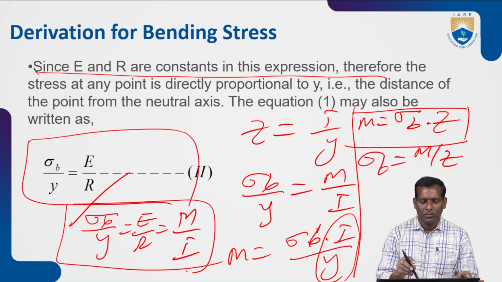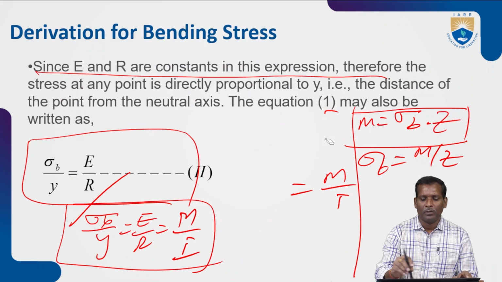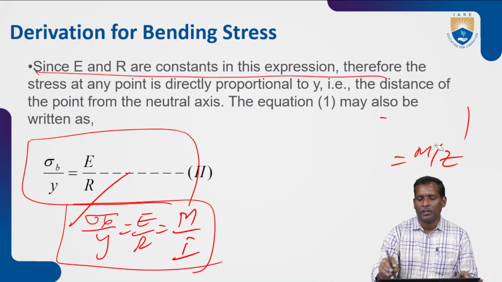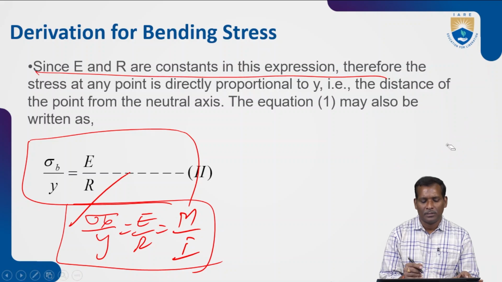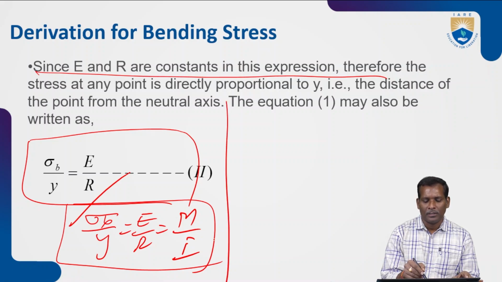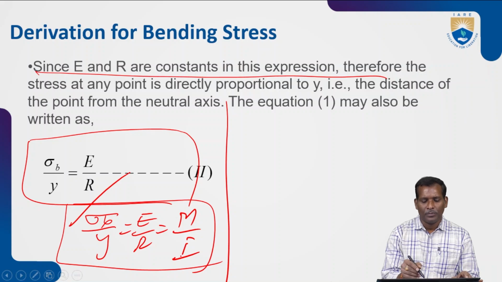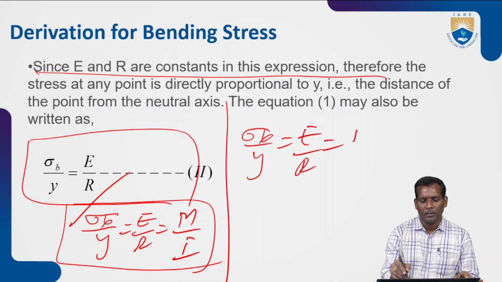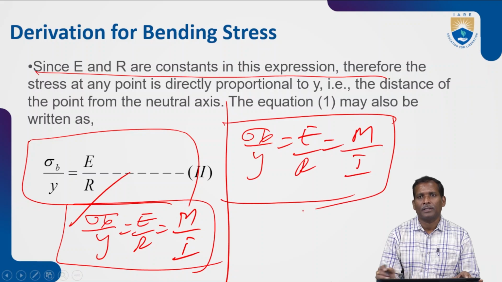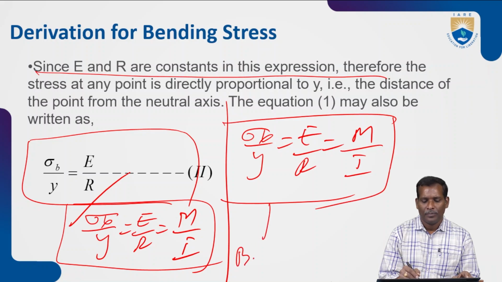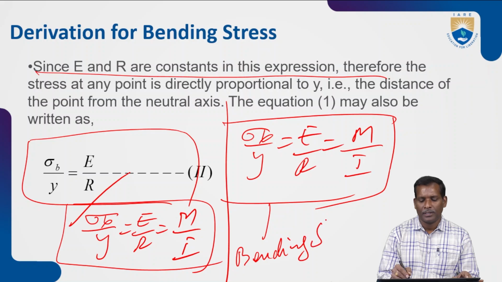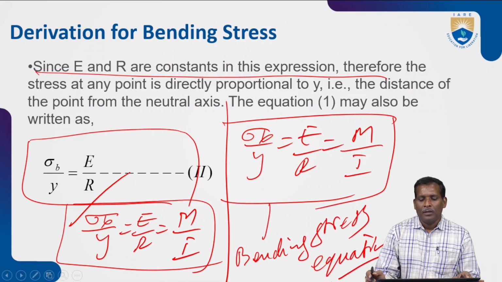Similarly, take these two, E by R is equal to M by I. Any two you can take, and according to the given problem, you have to write the equation. So sigma by y is equal to E by R is equal to M by I. This is the bending stress equation. Clear?